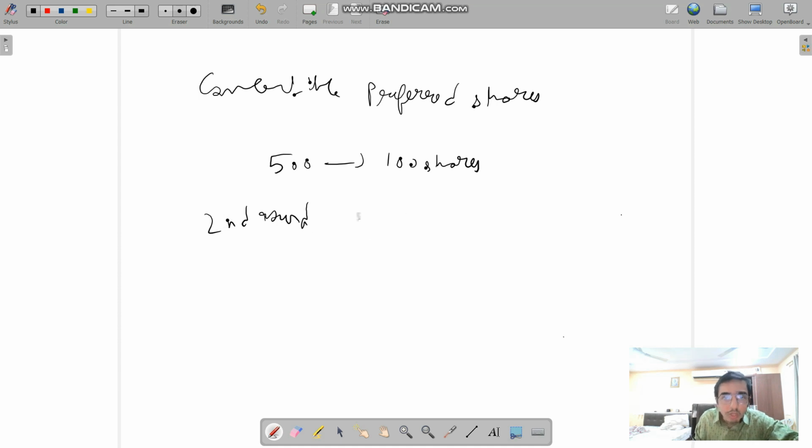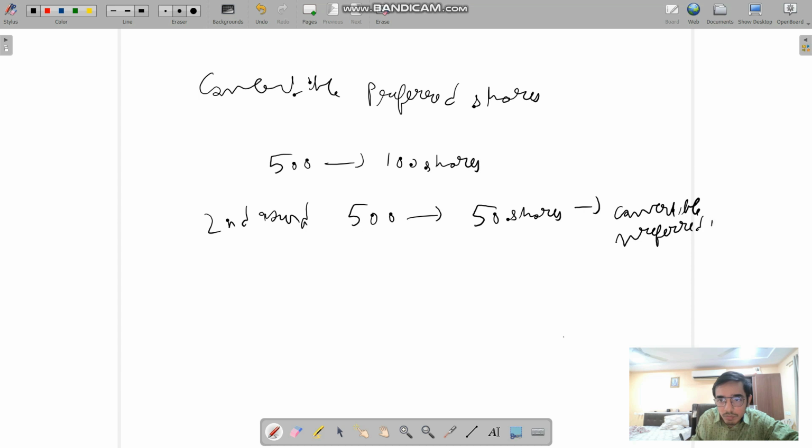But in the second round, another 500 is invested, 50 shares are given, but these 50 shares are convertible preferred shares. Alright, now let's understand when the preference shareholders would like to convert these preferred shares into equity shares. Let's take the first case wherein the company is liquidated. Liquidated means the company is sold off for, let's say, rupees 700. The entire company is sold for rupees 700.